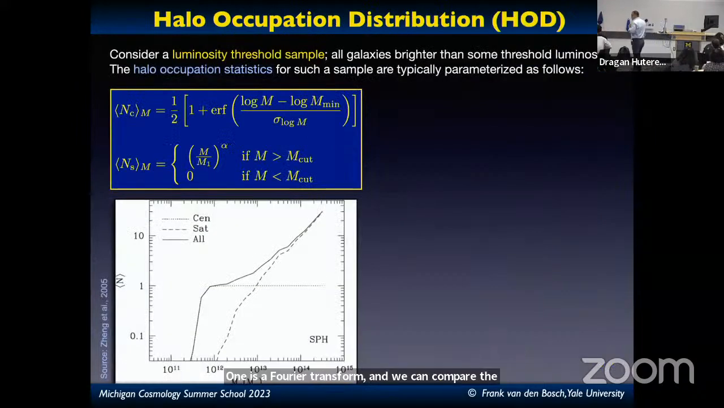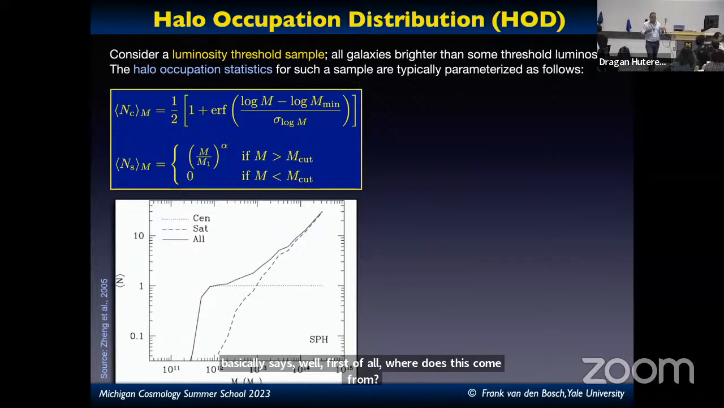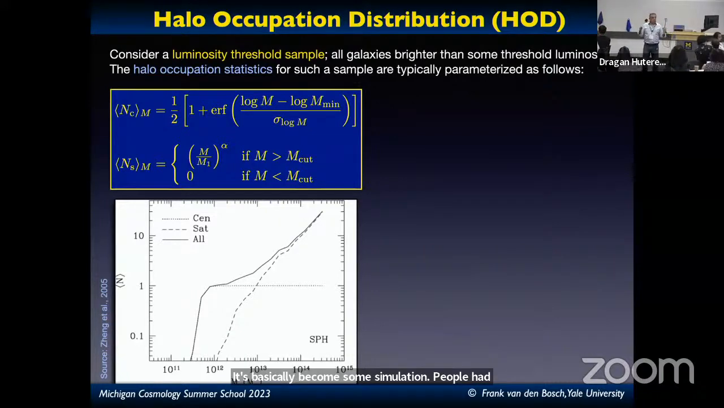Now, what do people typically assume for functional forms for this? A very popular model is the halo occupation distribution, or HOD. And HOD basically says, well, first of all, where does this come from? This basically comes from simulations. People had hydrodynamical simulations of galaxy formation. And there you can just go to your halos and measure how many galaxies I have as a function of halo mass. What does this simulation predict? And we can use that as guidance.